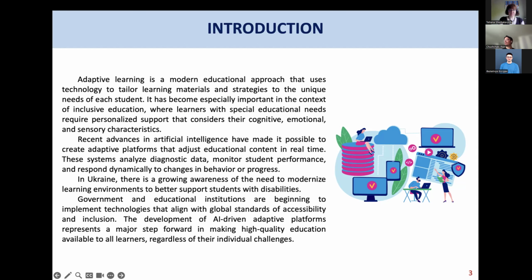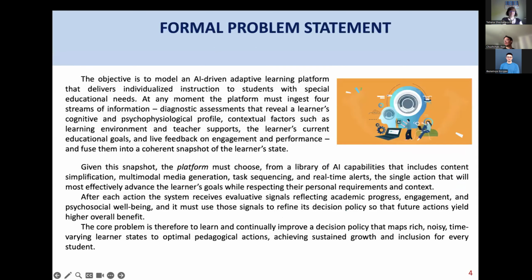In Ukraine, there is a growing recognition of the need to update educational environments to better serve students with disabilities. The integration of AI-powered adaptive learning platforms marks a significant step toward providing high-quality, individualized education to all students, regardless of their specific challenges. The goal of this work is to model an AI-powered adaptive learning platform that provides individualized instruction for students with special educational needs.